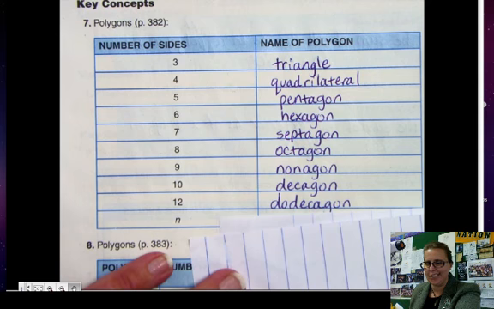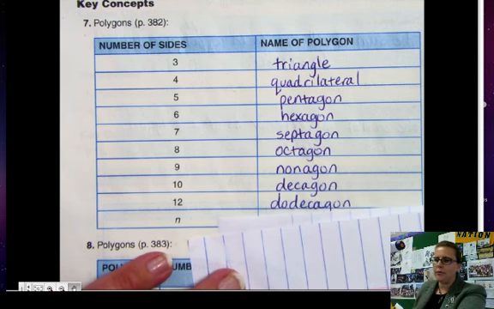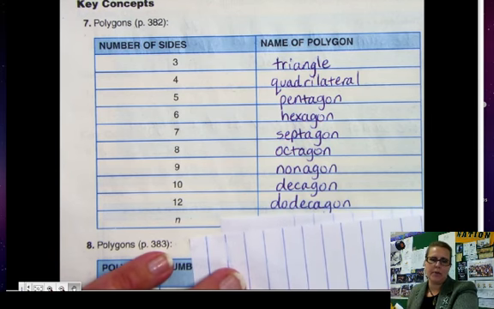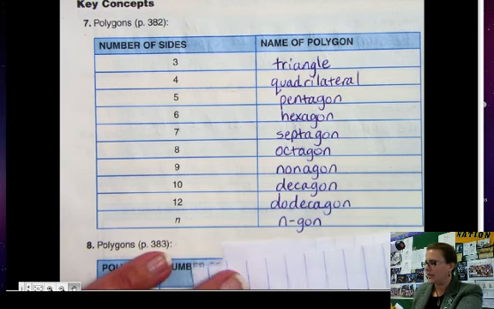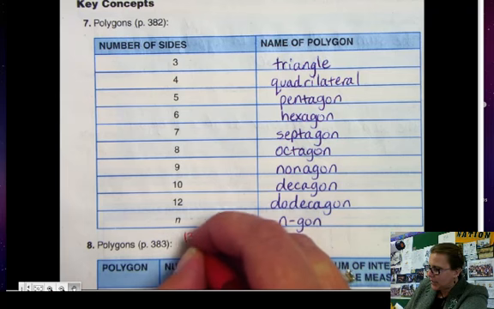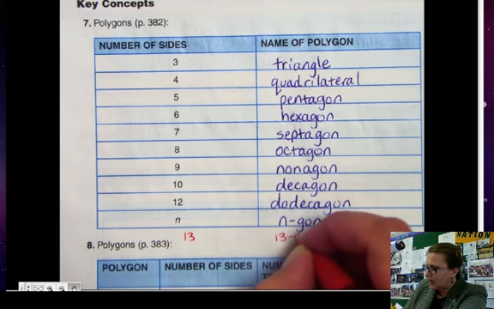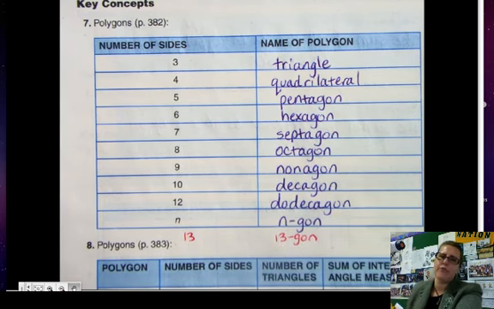How many did you get? Did you get them all? I'd be impressed if you did. Very good. And anything beyond 12, there are names for them, but we're not going to bother learning them because it gets a little bit crazy. So we're just going to call all the rest of them n-gons. For example, 13 will be a 13-gon. 14 would be a 14-gon. And so all the rest of them will just be the number and then gon after it.